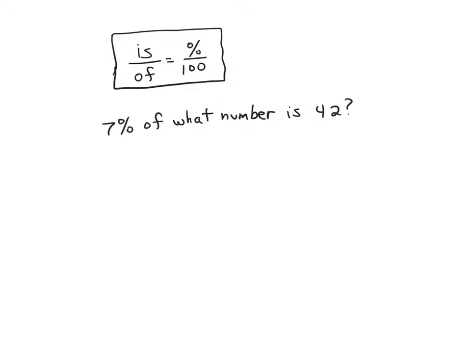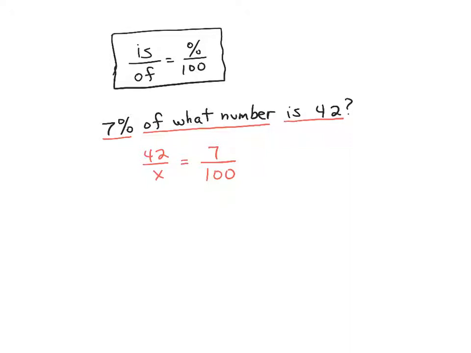Here's another example. 7% of what number is 42? As I said, I always try and do the percent over 100 side first. So I see 7%, so I know that needs to be 7 over 100. Now I just need to identify what is my is and what is my of. It says 7% of what number is 42. So 42 is my is. It says of what number, so I don't know what my of is, that's my x.